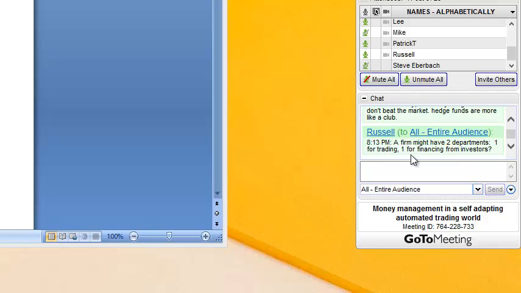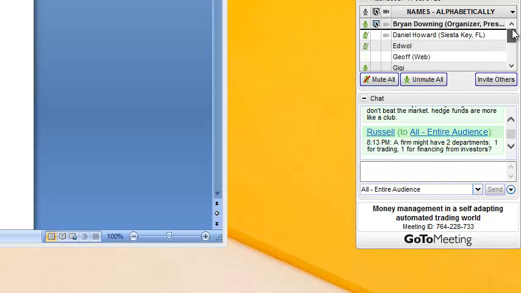Russell says a firm might have two different departments, one for trading and one for financing from investors. John just arrived. Hey, John.